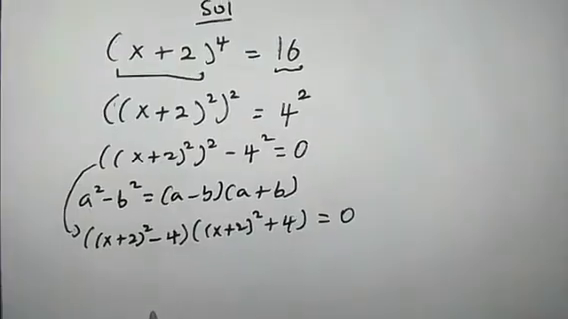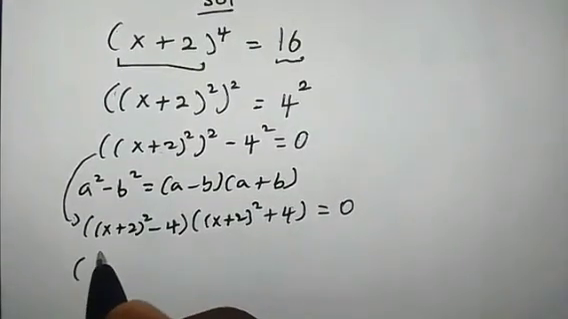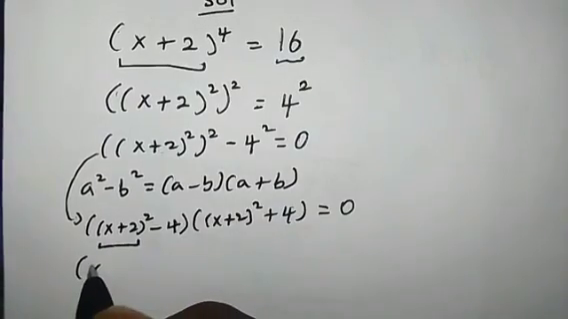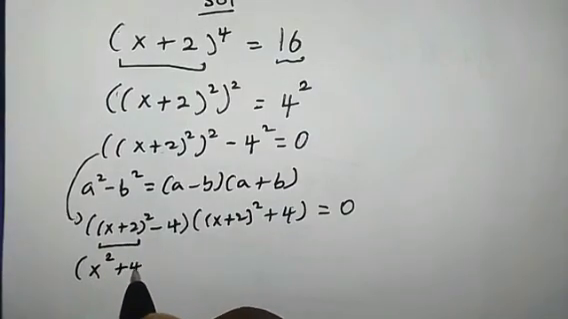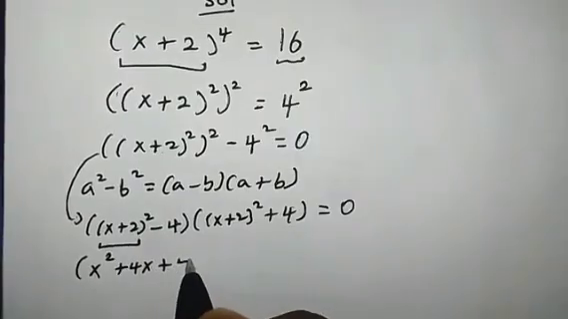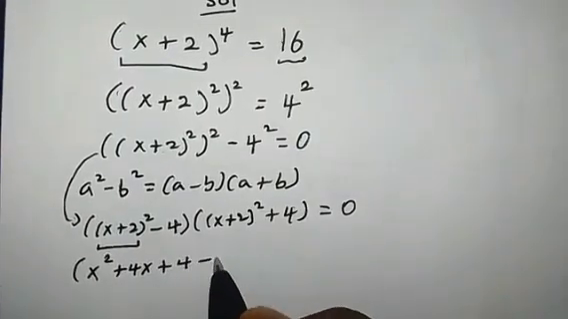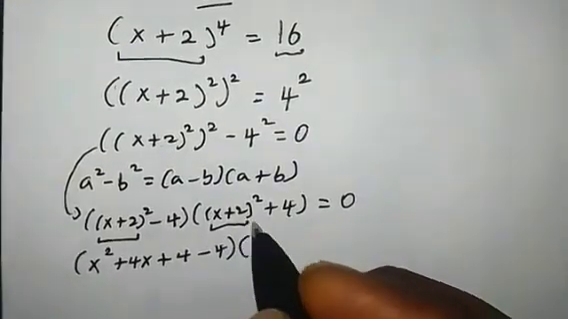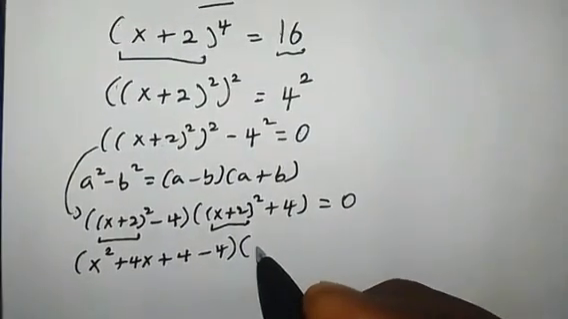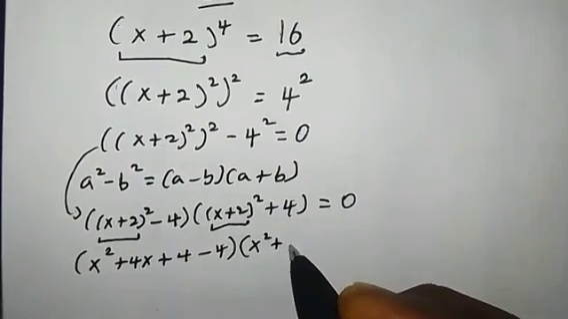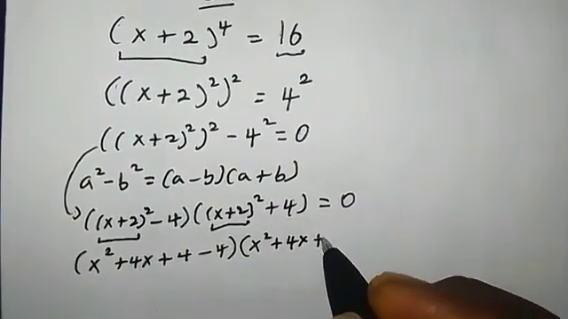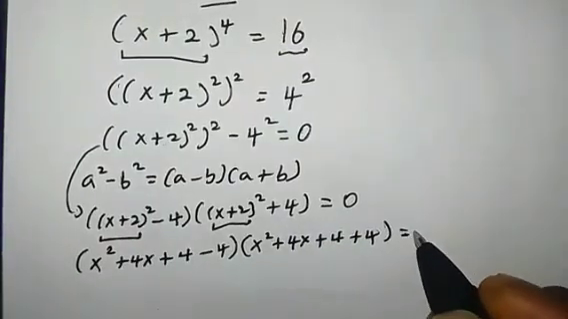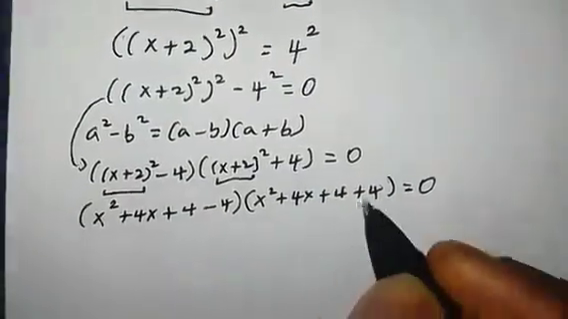0. Let's continue. If you expand (x + 2)^2 very well, you're going to have x squared plus 4x plus 4, minus 4, close the bracket, times. Expanding this also very well, we have the same thing, x squared plus 4x plus 4 plus 4, everything equal to 0. Let's proceed further.